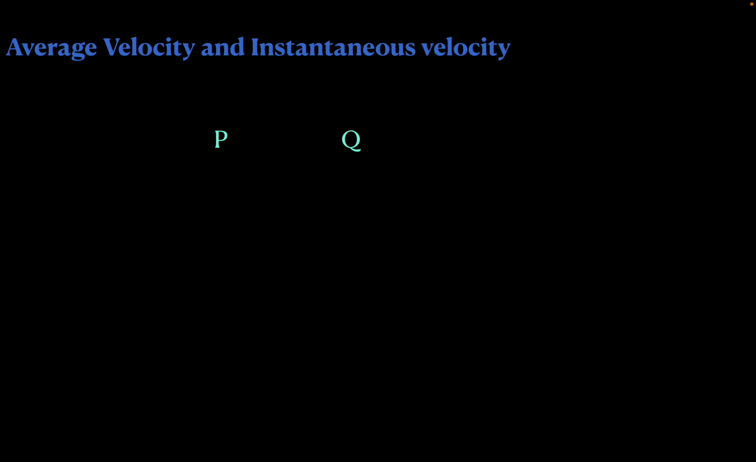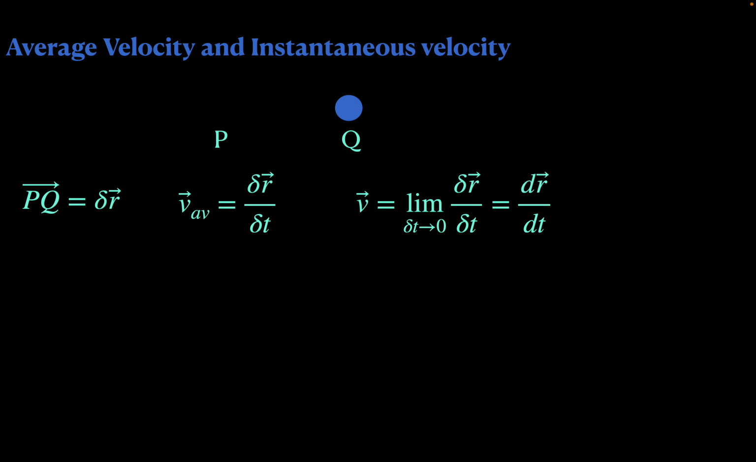Now let's discuss average velocity and instantaneous velocity. Let's assume that a particle has moved from point P to point Q. In this process, the displacement of the particle is vector PQ, which can be denoted by vector delta r, and the average velocity is the rate of change of delta r with respect to delta t. The instantaneous velocity can be obtained by taking the limit delta t tends to 0 of delta r upon delta t. It is written as dr upon dt. It is the velocity at any instant of time t.